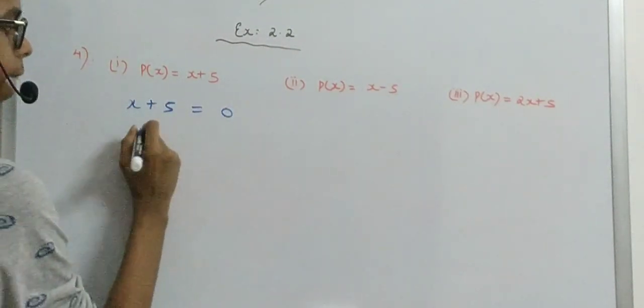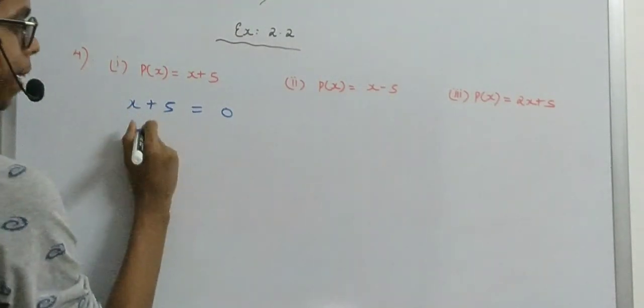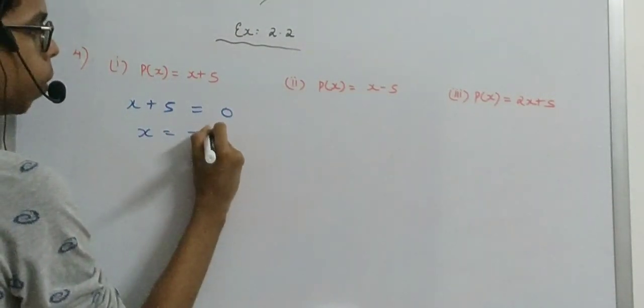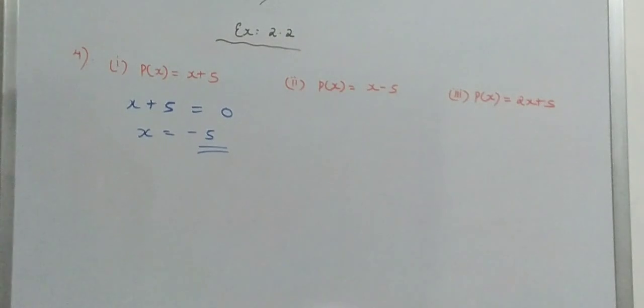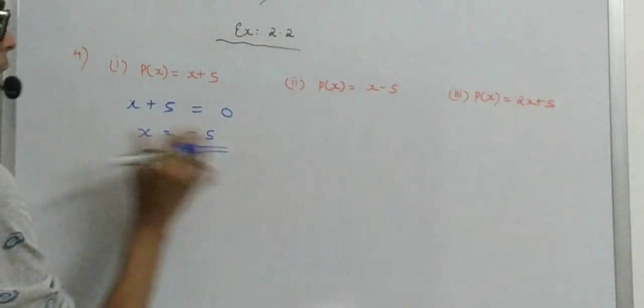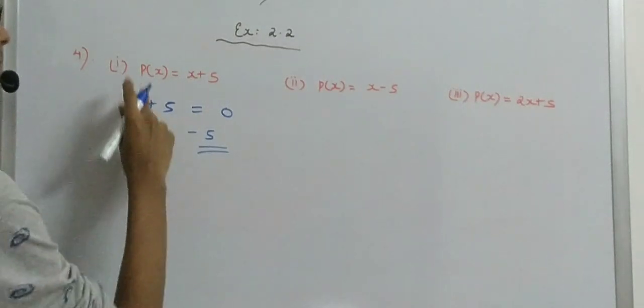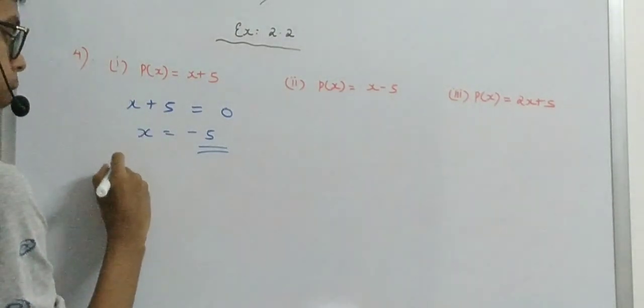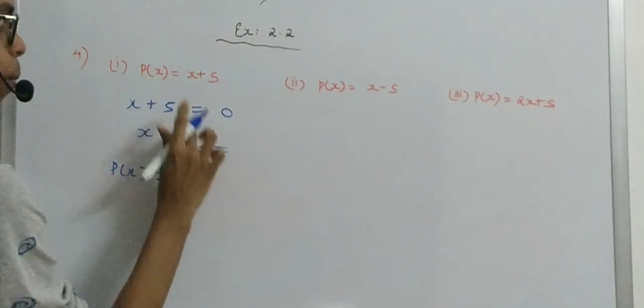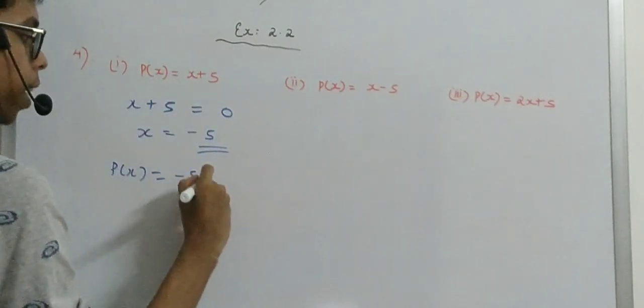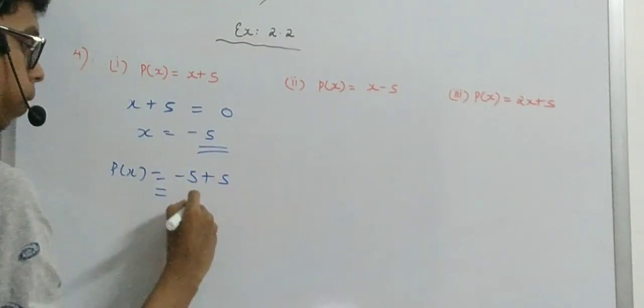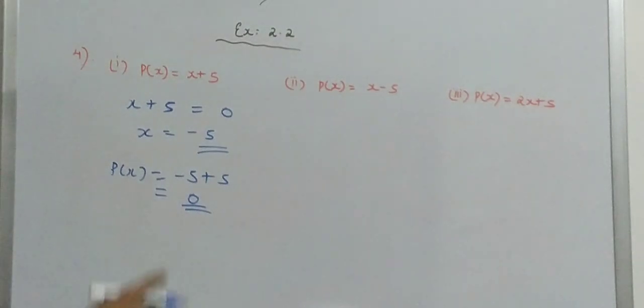So from here what will I get? Find the value of x. So I will get x is equal to minus 5. Okay, this is the 0 of my polynomial. How can you verify? Substitute this x back in your polynomial and see whether you are getting 0. So P of x is equal to, if I put this minus 5 over here, I will get minus 5 plus 5, which is equal to 0. So this is the way in which you can verify whether your answer is correct. So the 0 of the polynomial is minus 5.